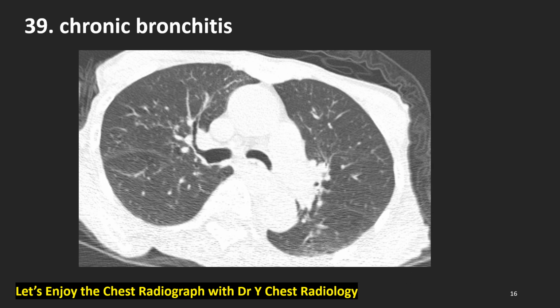And the next one is chronic bronchitis. Actually, chronic bronchitis and emphysema are not separate. They are usually combined. Look at this right upper lobe, anterior segmental bronchus. Irregularly narrowed and thickened wall of bronchus. This wall shows irregular thickening of bronchus. Chronic bronchitis.